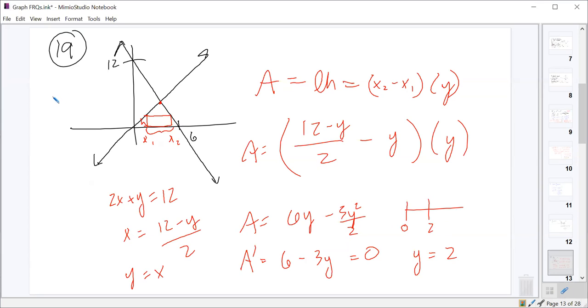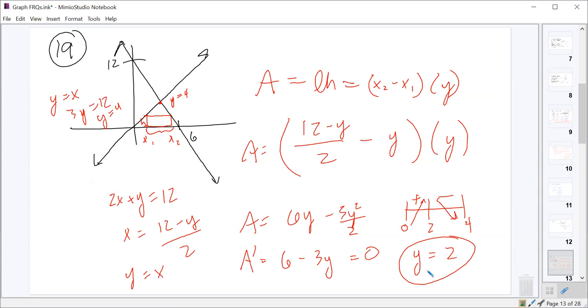So if y equals x and 2x plus y equals 12, we need to replace the x's with y. So that would give us 3y equals 12 or y equals 4 is where those intersect. So we don't want to put anything larger than 4 into that when we test. So if we test something like 1, we get a positive, increasing. We test something like 3, we get a negative, decreasing. So we can see that it is a max when y is 2.